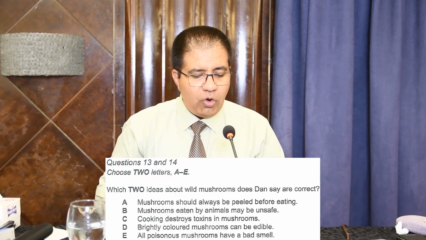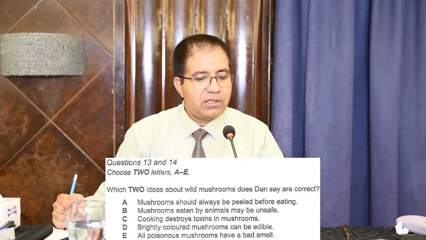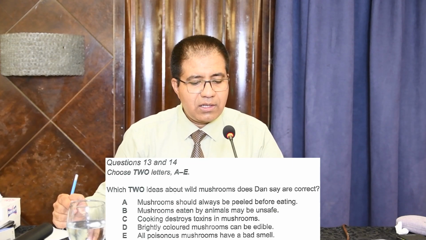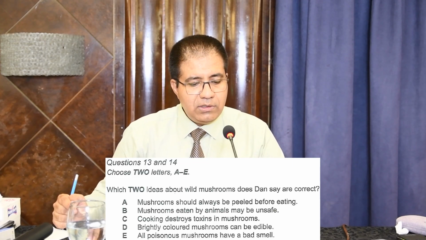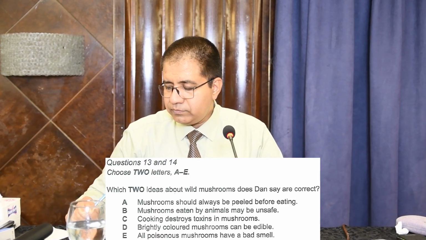Now let's move on to option B. Some of the most deadly mushrooms have no smell and taste quite nice, apparently. Finally, just because deer or squirrels eat a particular mushroom doesn't mean that you can.